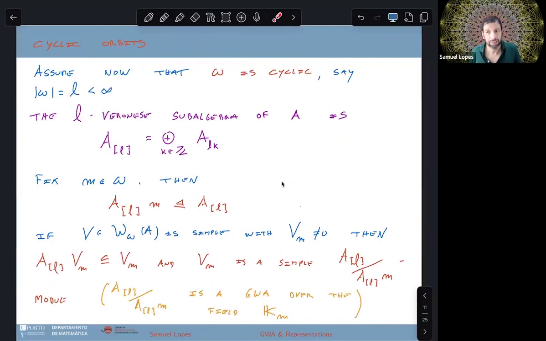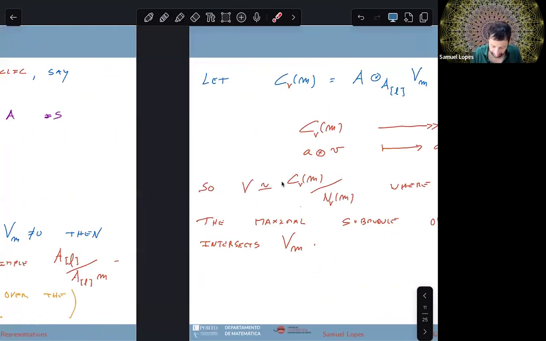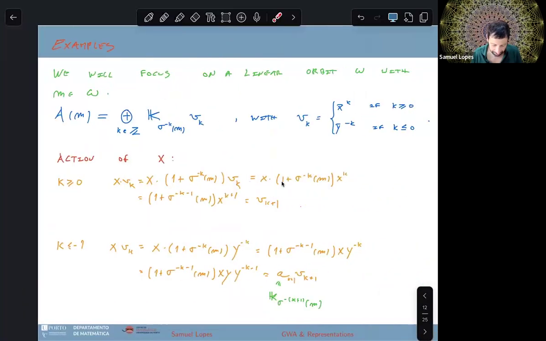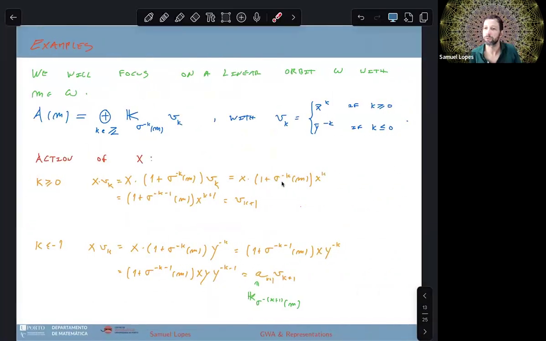In a lot of cases, they are isomorphic, but in general, they're not. I am going to skip cyclic orbits. They're more complicated. They're more interesting as well, but they're a bit more complicated. They involve a nice object called the Veronese subalgebra. So I'll leave that for you to look at. And I'll go back to linear orbits. Okay. And I will start with examples.